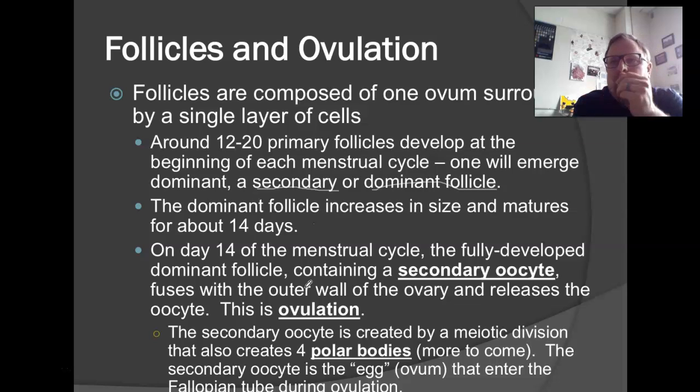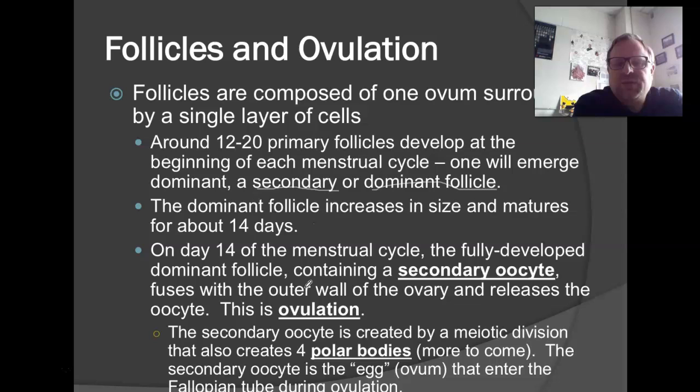This oocyte being released is called ovulation. So that is the point at which an egg, quote unquote, in this case we'll call it an oocyte, is released into the fallopian tubes. From this point forward, a sperm now can find the egg.